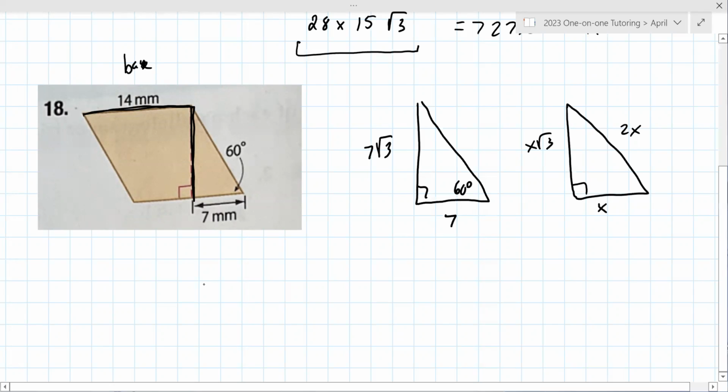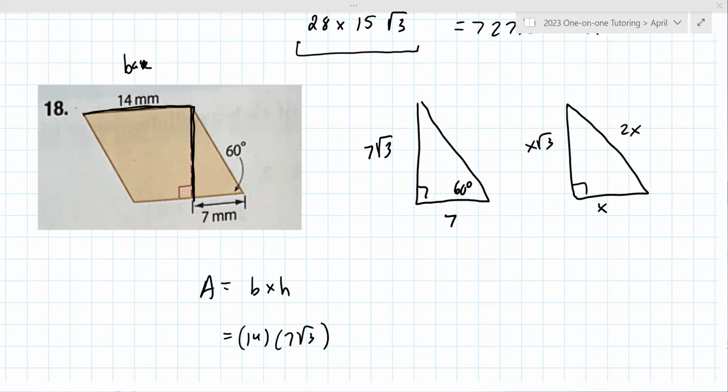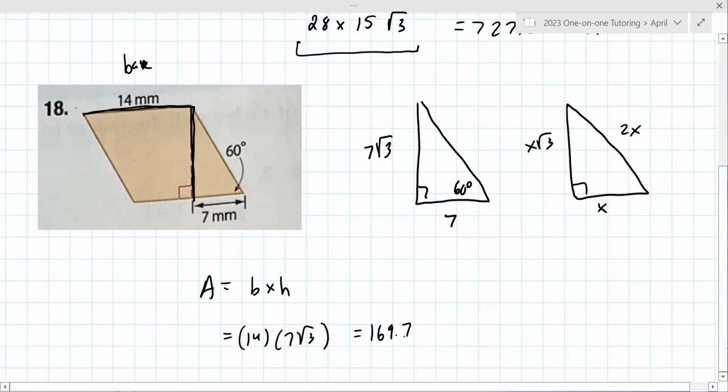Right. So your area is base times height. Base is 14. The height is 7 square root 3. 169.7. Yes. Millimeters squared, or square millimeters. Good.